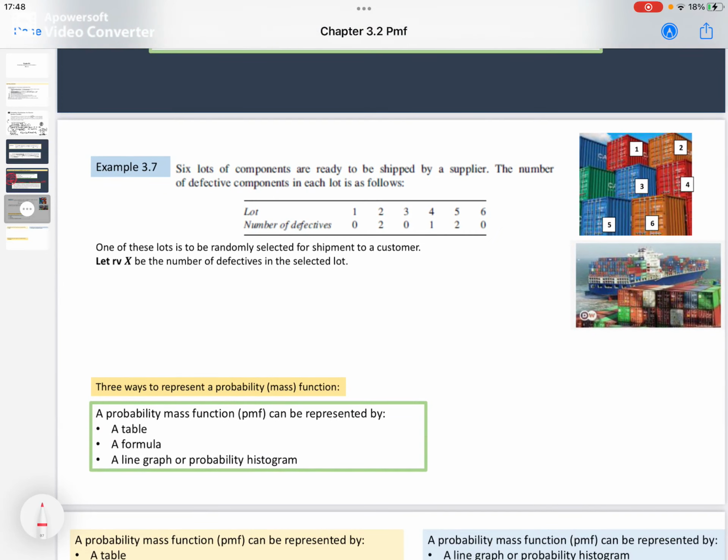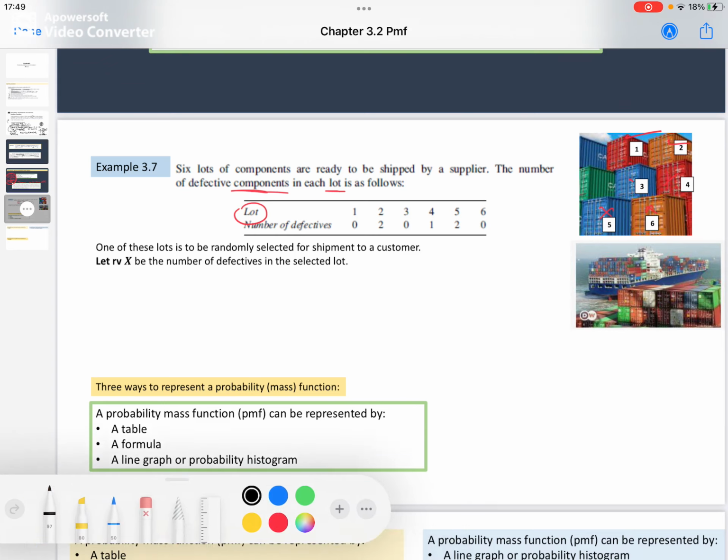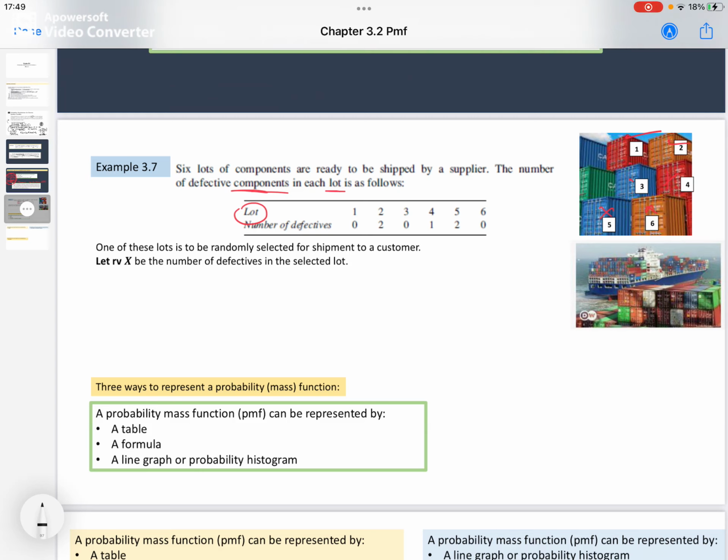Let us consider example 3.7, which says 6 lots or containers of components are ready to be shipped by a supplier. The number of defective components in each container is as follows. So we have here, for example, 6 containers labeled 1, 2, 3, 4, 5, and 6. And we have counted the number of defectives in each container. So we have 0 defectives, 2 defectives, 0 defectives in container 3, 1 defective in container 4, 2 defectives in container 5, and 0 defectives in container 6.